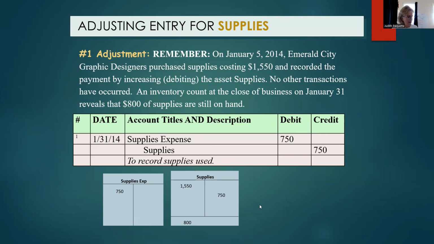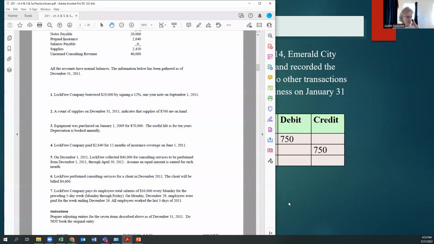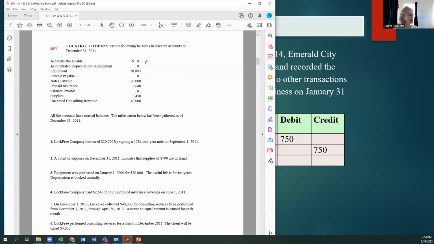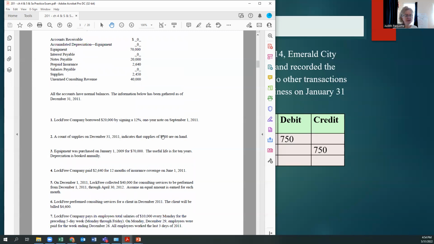Okay. So let's go over and look at the practice exam real quick, right? Which question is a supply question here? 1 through 7. Which one is it? Question 2. Yep. Account of supplies indicates 700 are on hand. Now it's giving you the current balance before adjustments. So supplies has a current balance of $24.50, but we really only physically have 700. So you take the difference, debit supplies expense, credit supplies, and you have your answer.